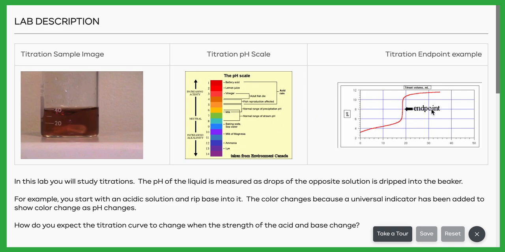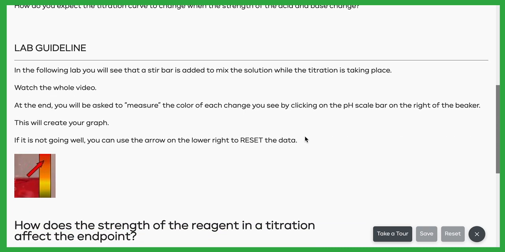So you've got these little diagrams right here. You've got a picture of what the titration will look like. You've got a scale of pH here in the middle, and you've got a sample chart of what an endpoint graph looks like, pH over time. So let's go ahead and look at the guideline.